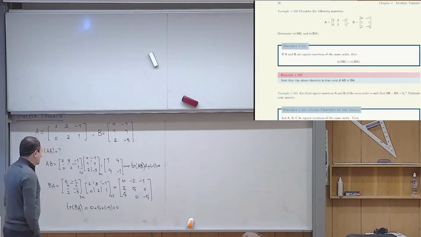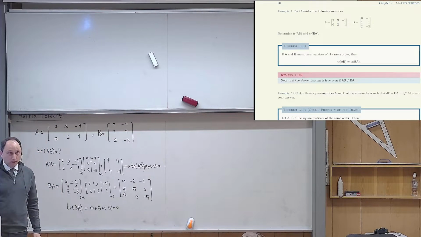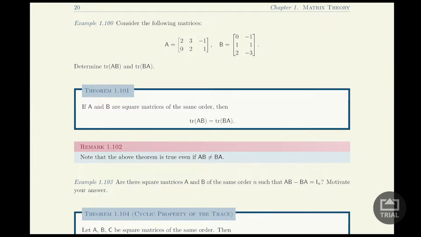Okay. So why is this the case? Let us go back here. As you mentioned, this theorem says that if A and B are such that they can be multiplied from both directions in this way, then the trace of AB is always equal to the trace of BA. We want to prove this.